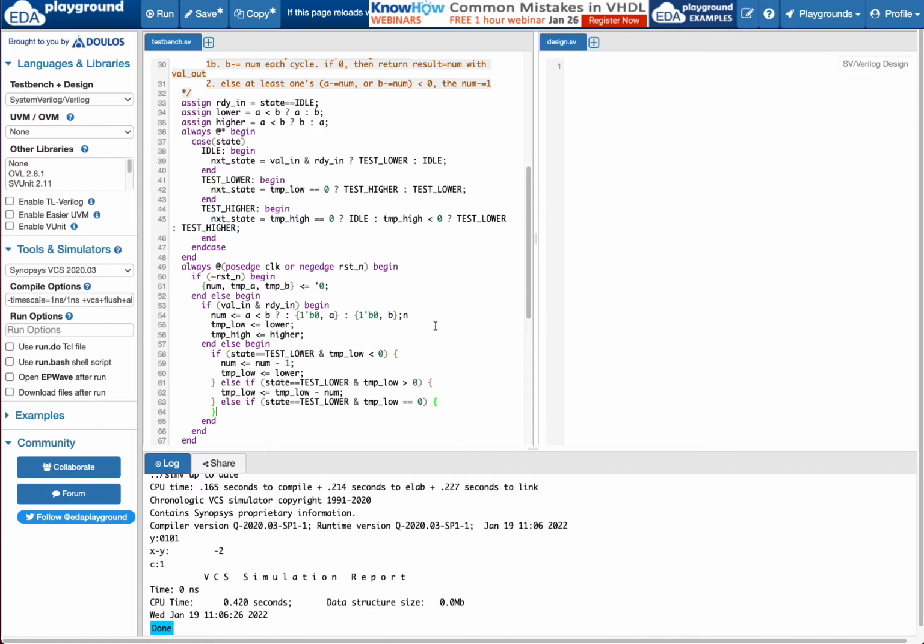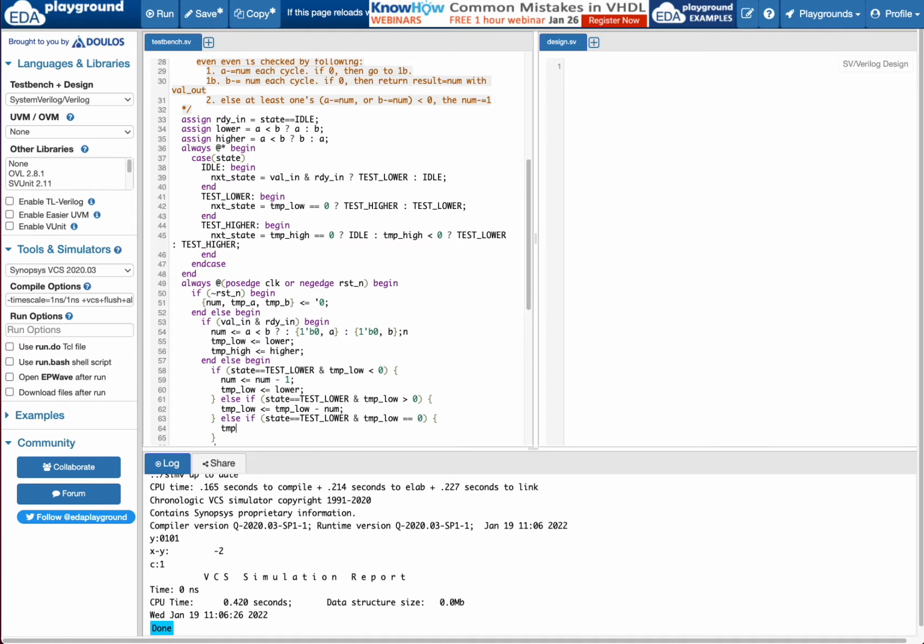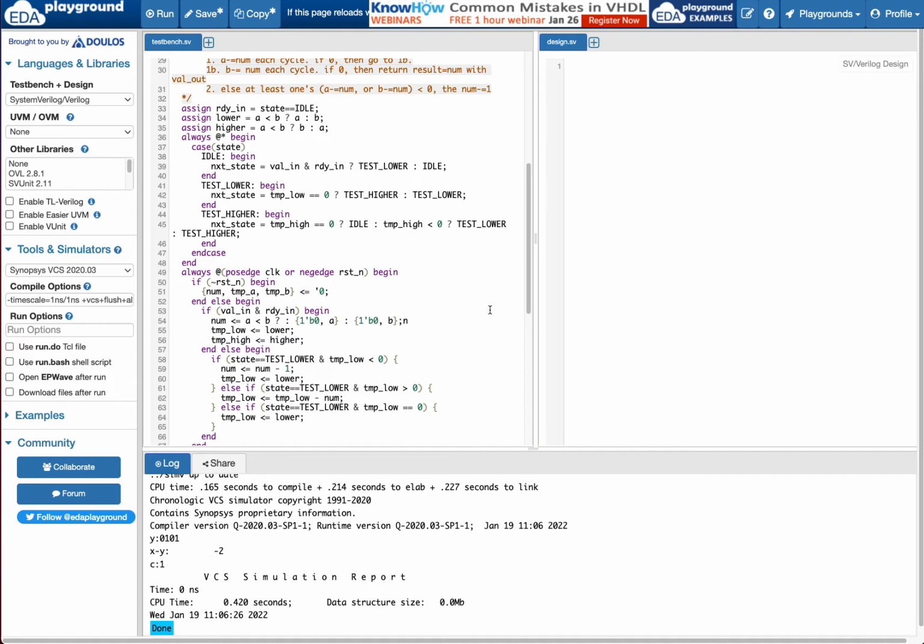So if this is true, we know the next state according to lines 41 and 42 to go to test higher in the next. But in case the test higher needs to drop back to test lower, we can go ahead and reset it here. So this tests all possible situations in the test lower state. In the test lower state, if we're less than 0, it means it didn't divide properly, and then temp low needs to be reset, and num equals num minus 1.